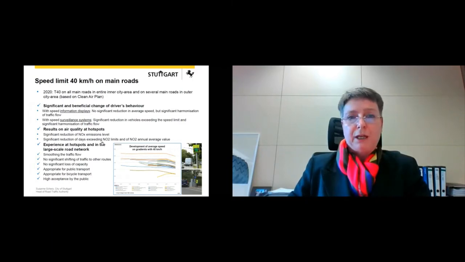And all in all, we are of the opinion that the speed limit of 40 kilometers per hour is a very appropriate speed for an inner urban area, because you can smoothen the traffic flow. You have no significant shifting of traffic to other routes. You have no significant loss of capacity. It is appropriate for public transport because the speed is quite close to the speed driven by buses. It is appropriate for bicycle transport, and we have a very high acceptance by the public.